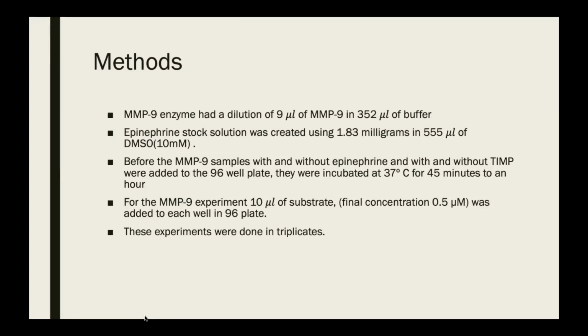Some methods that we have used in the lab have been taking MMP9 enzyme and diluting the solution. We have made epinephrine stock solution, which was created in the lab. And we also prepared MMP9 samples with and without epinephrine and with and without TIMP. They were added to a 96 well plate and incubated in a plate reader for 45 minutes to an hour. For the MMP9 experiment, we always use 10 microliters of substrate, and that was also added to the plate after incubation. And these experiments were done in triplicates.